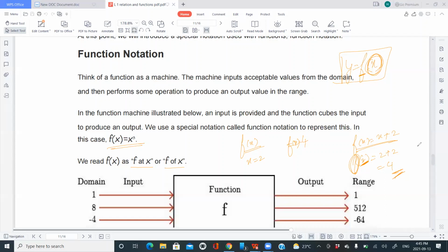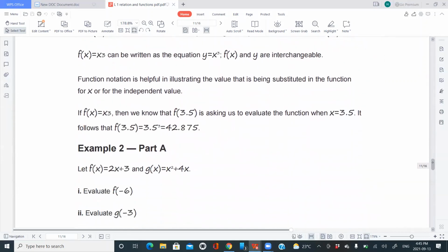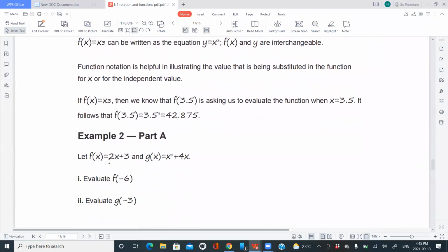So here they have given the function as f(x) = x cubed, and they are plugging these values into this function, and they are going to get these. Okay, so this is one example. Tell me how you will do it. Your f(x) is given like this and g(x) is given like this. They said evaluate f(-6) and g(-3). What will you do?